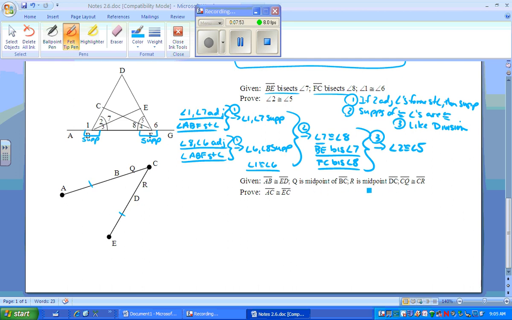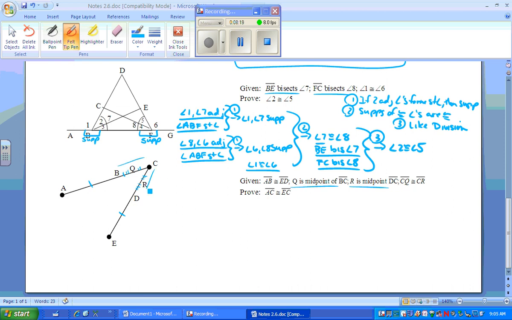Well, a midpoint is just like a bisector. It's causing two smaller pieces to be congruent. So we got two of them. So because we have two of them, we have to either think like multiples or like divisions. And finally, we know that QC is congruent to QR. So all four of these pieces are congruent. We want AC congruent to EC.